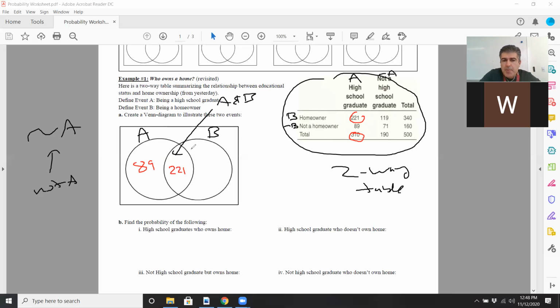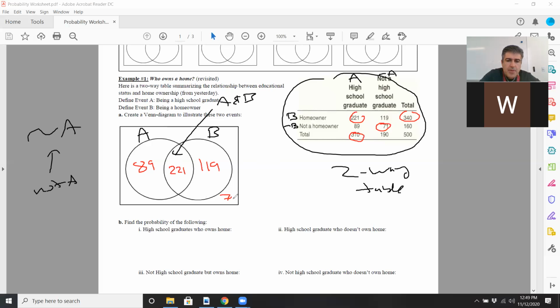Then for B, these are the people who are homeowners, but don't have a high school degree. We have a total of 340 homeowners, 220 of which are high school grads, 119 are not high school. So that's what it's called two-way table, you read it another way. So that would be 119. And of course, those who are neither would be 71.